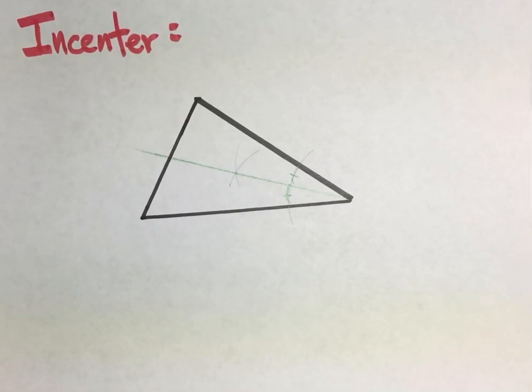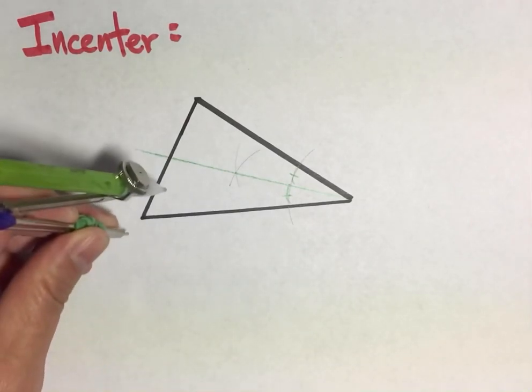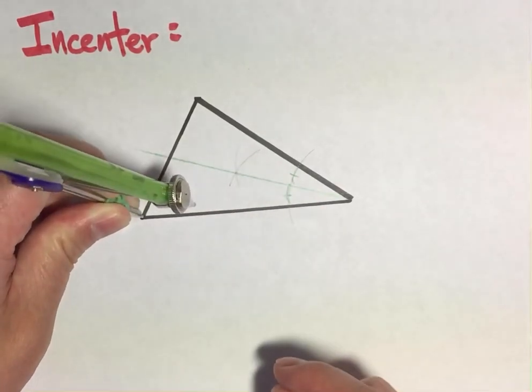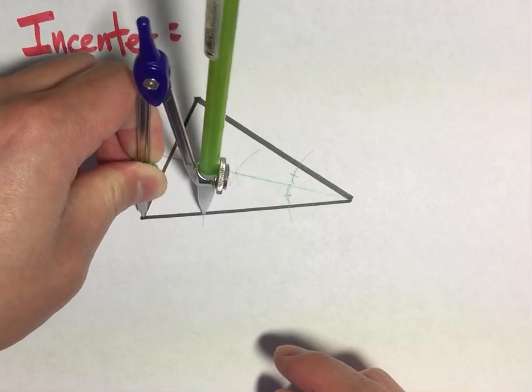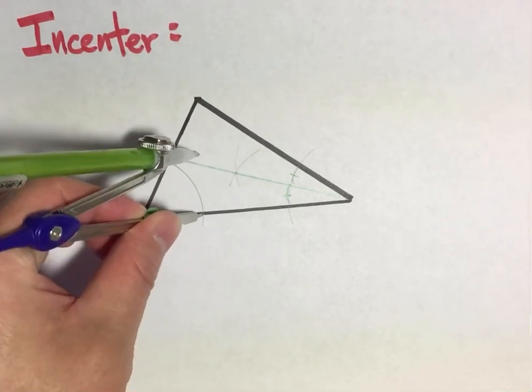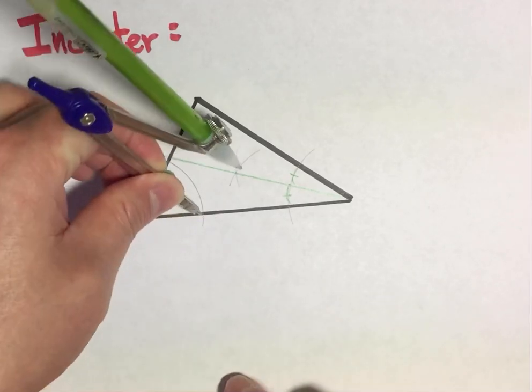I need to bisect another angle, so I'm going to bisect this one on the left. I'll put my tip on one end, again any setting you want. You don't want something too big or too small. I'll draw that arc, and then I'll put my tip on that new point where the arc and the side intersected, and draw an arc.